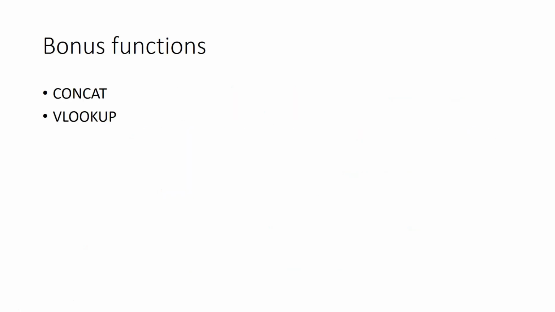Then there are some bonus functions also that I'll tell you about: CONCAT and VLOOKUP. CONCAT is used to combine two strings or values to make it one, like your first name and last name, we can make it one name only. And VLOOKUP is used to look up one value in some other table or a range of values.